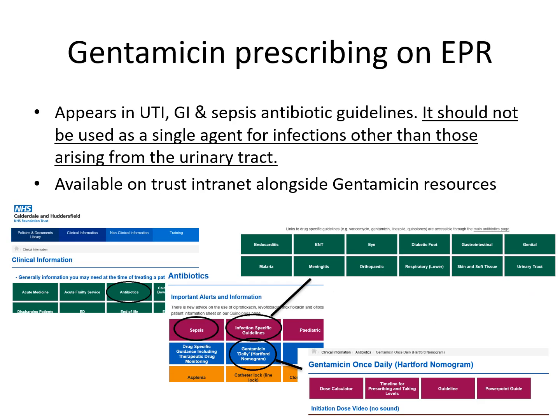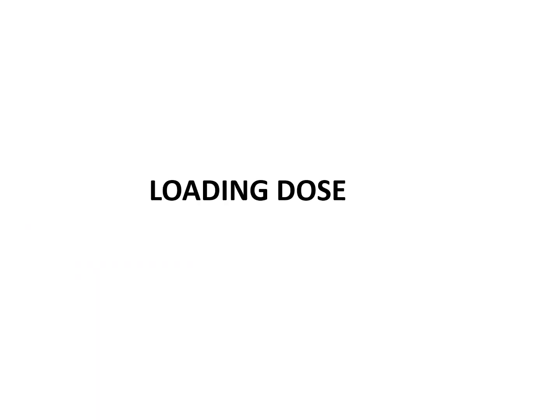Gentamicin appears in a number of our antibiotic guidelines, namely urinary tract infections, GI infections, and the sepsis guideline. Other than the management of urinary tract infections, gentamicin would always be prescribed in combination with other antibiotics, usually amoxicillin and metronidazole. Further information about the use of gentamicin can be found on the antibiotic information pages on the Trust intranet. So, prescribing the loading dose.